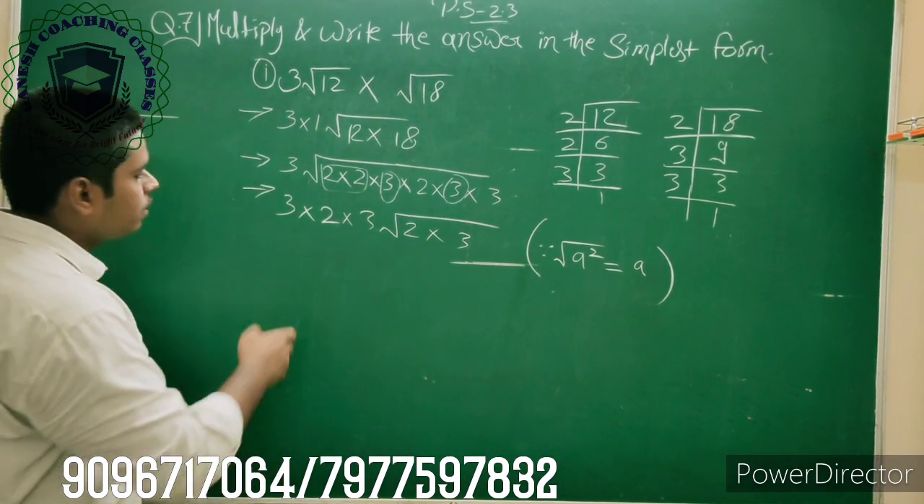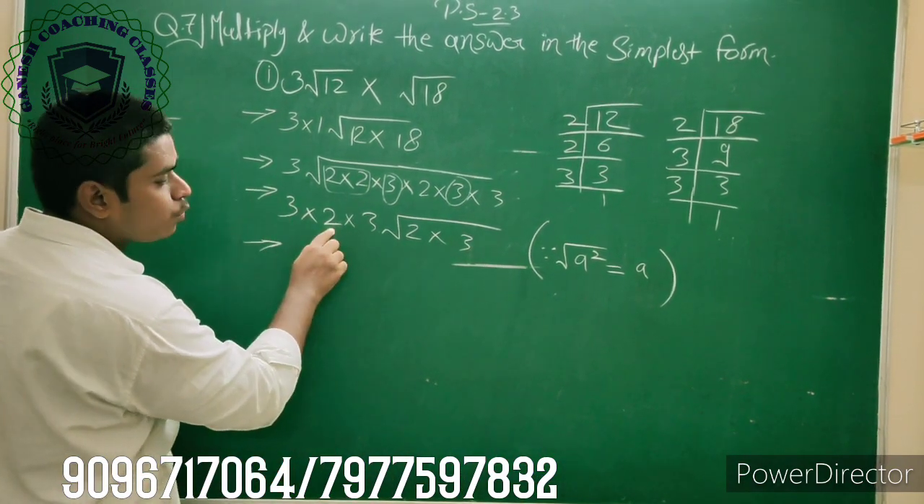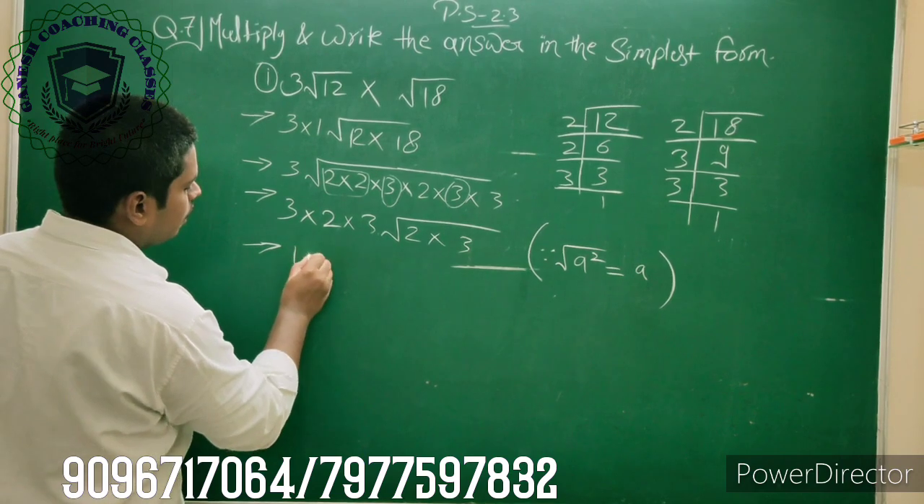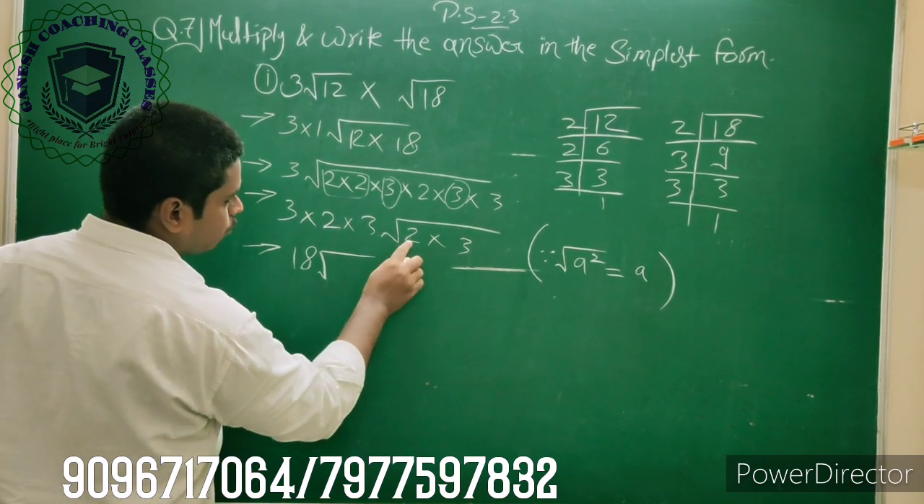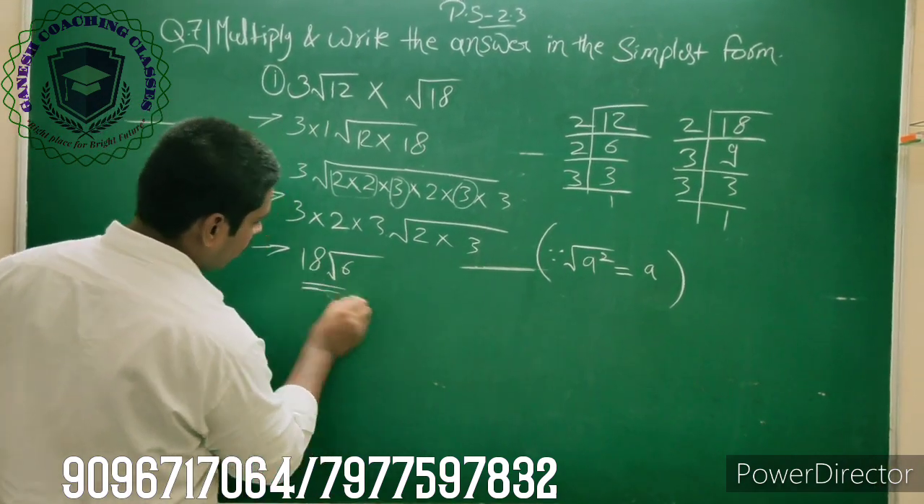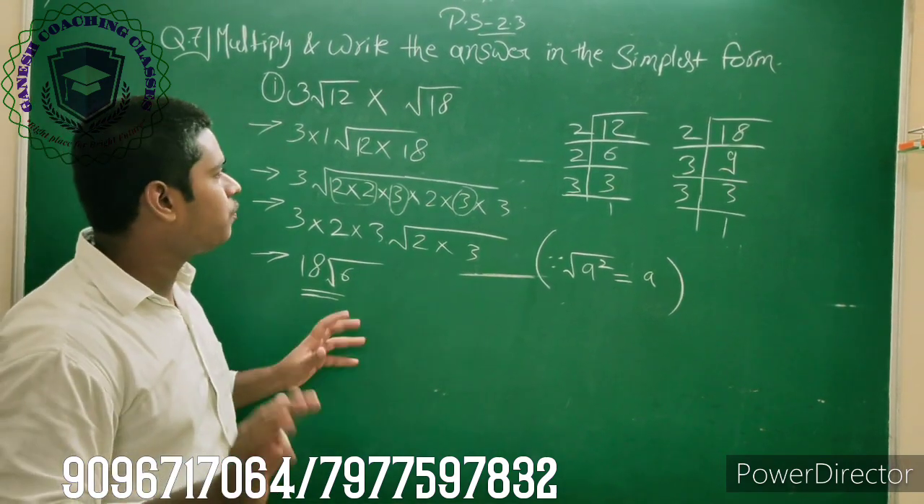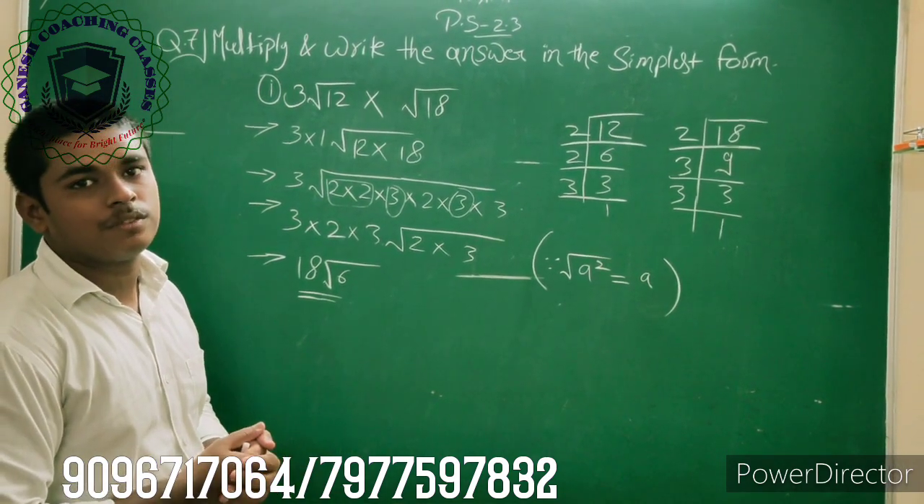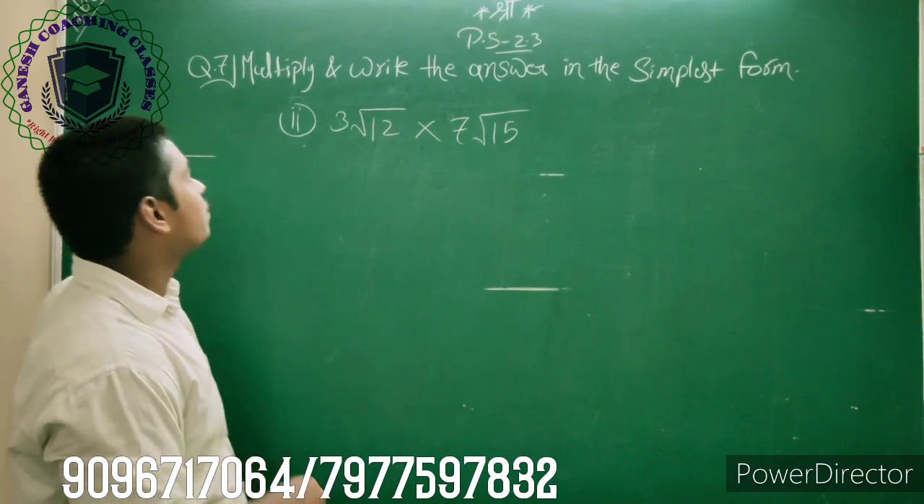Okay, so here we are getting 3 twos are 6, 6 threes are 18. And in the root, 2 threes are 6. Okay, did everyone understand how to do this type of question? Let's start the second question.